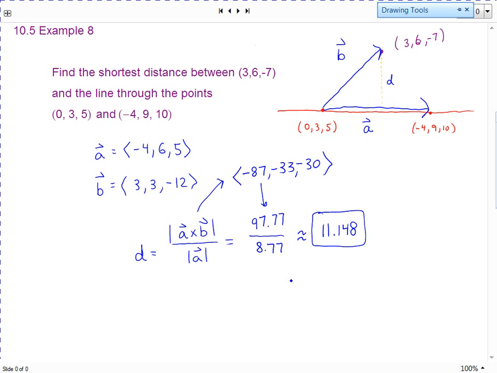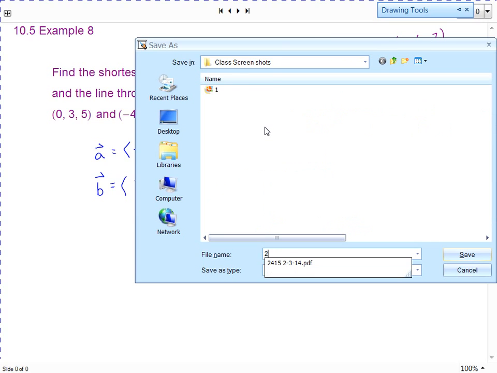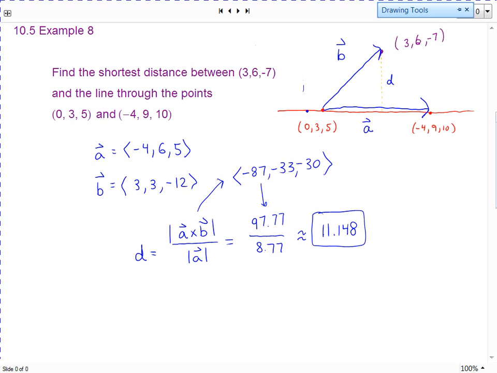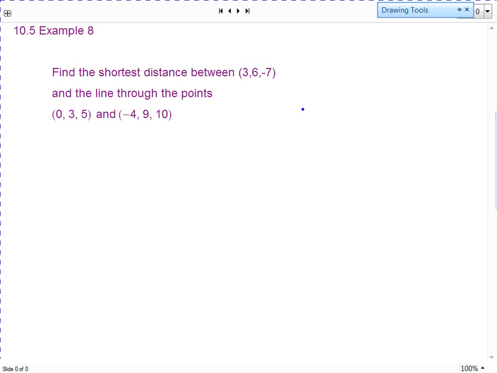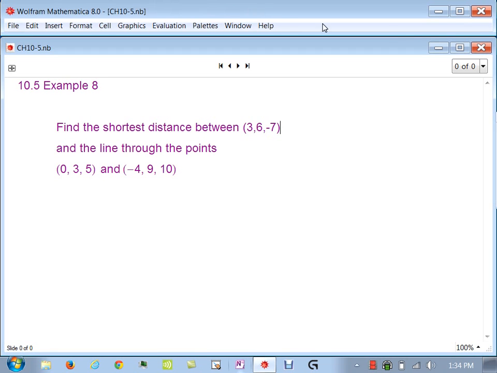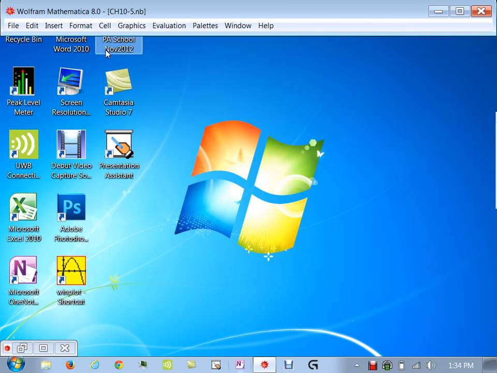All right. Try and capture this screen again. I think that was it, right? Yeah. Yay, we're done with that section. Okay.